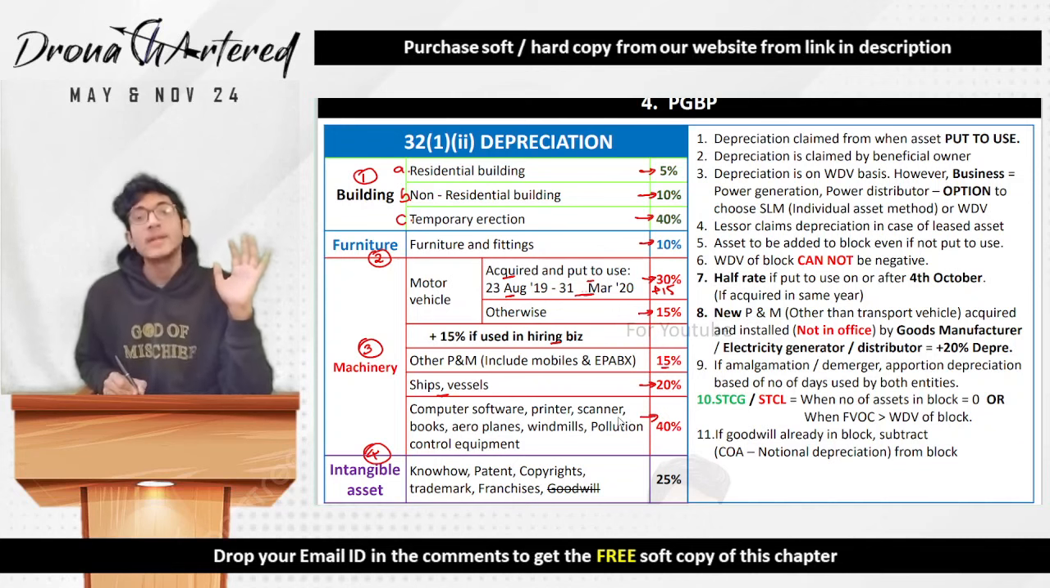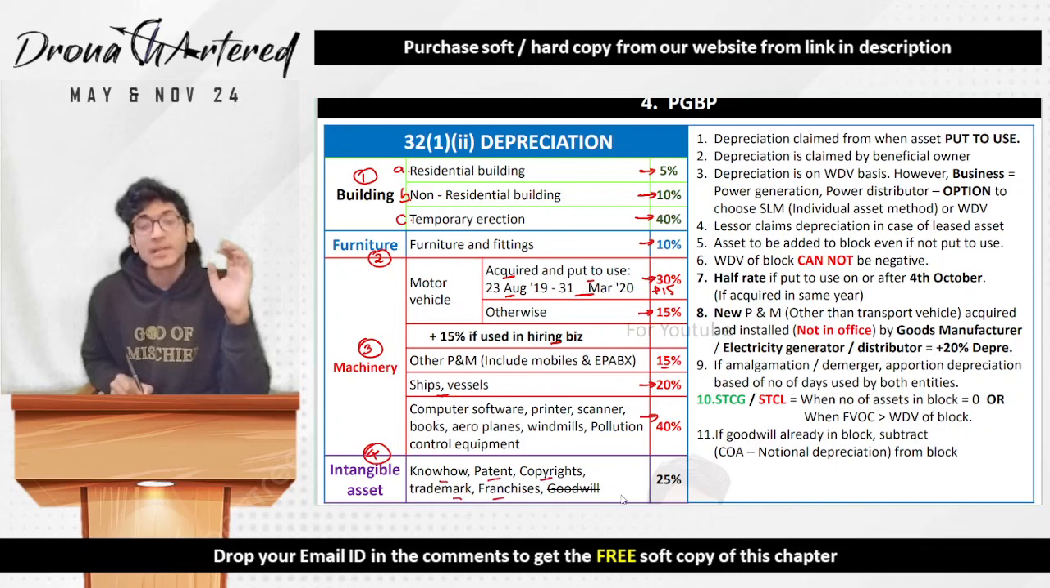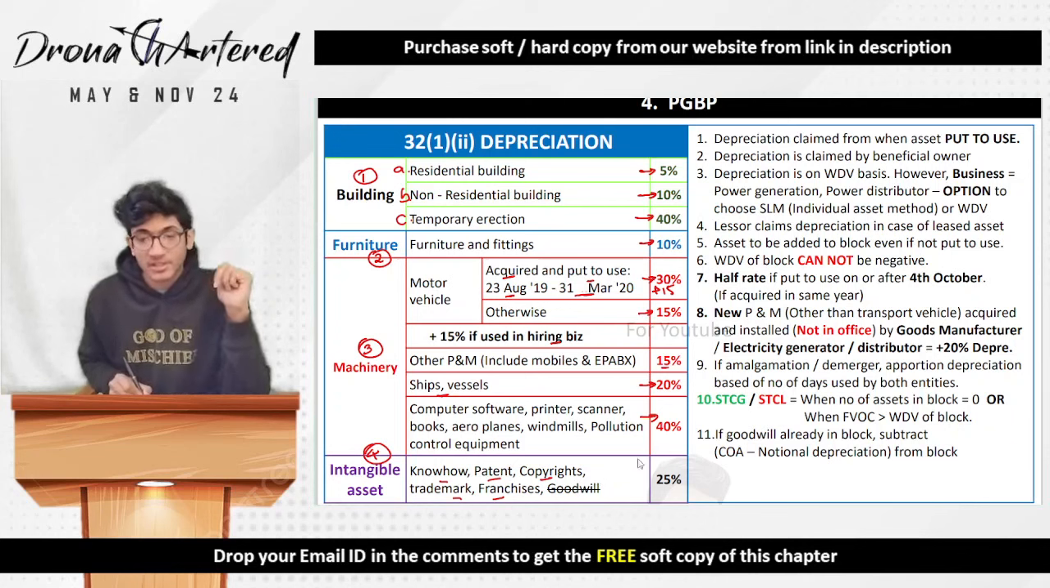And last is your intangible assets. Under intangible assets, your know-how, patent, copyrights, trademark, franchises, etc. All of this comes, not goodwill. Goodwill does not depreciate anymore. This was earlier. Therefore, I have written goodwill and cut it because goodwill is no longer depreciated. So all of this will be depreciated at the rate of 25%.